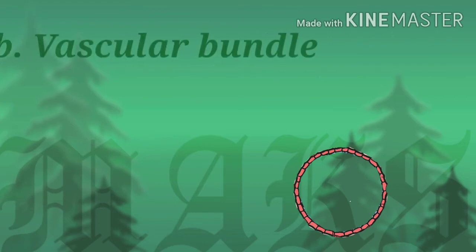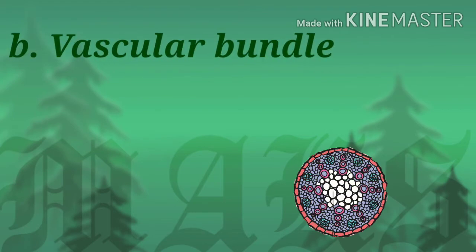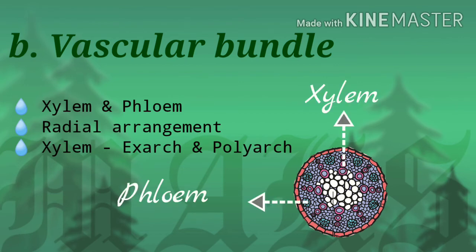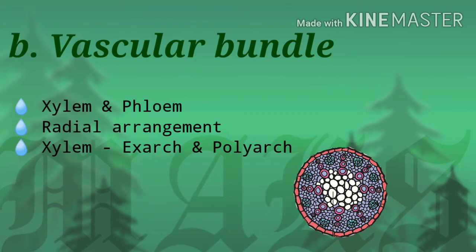The second type of tissue which constitutes stele is the vascular bundle. Vascular bundle consists of two types of cells which are xylem and phloem. These xylem and phloem are arranged in a radial manner. The xylem is exarch and polyarch. Exarch means these cells are extended towards the endodermis, and polyarch means these cells are present in many.